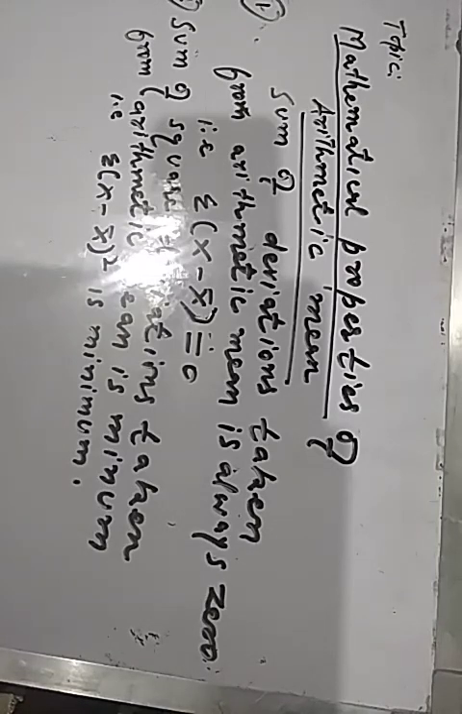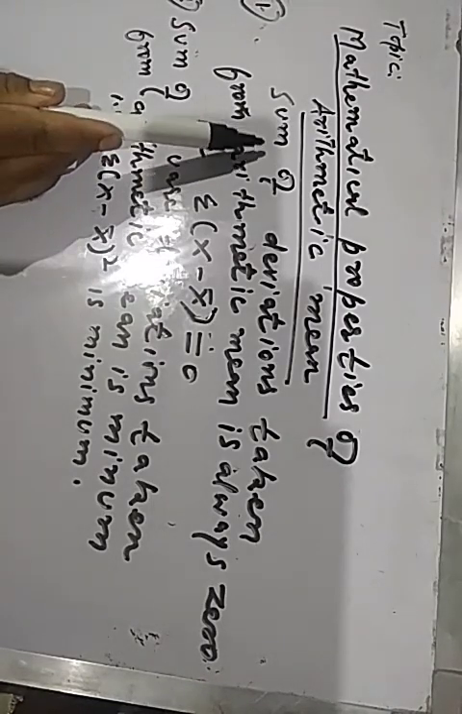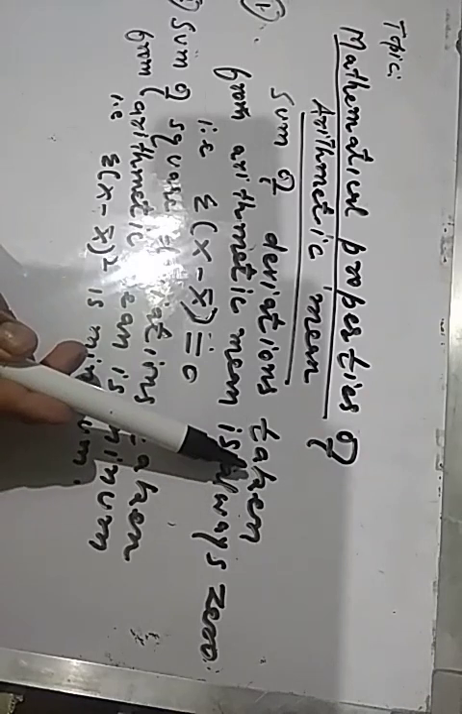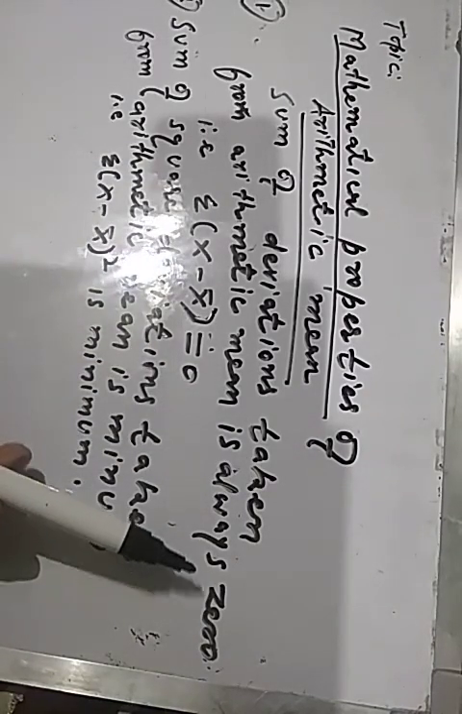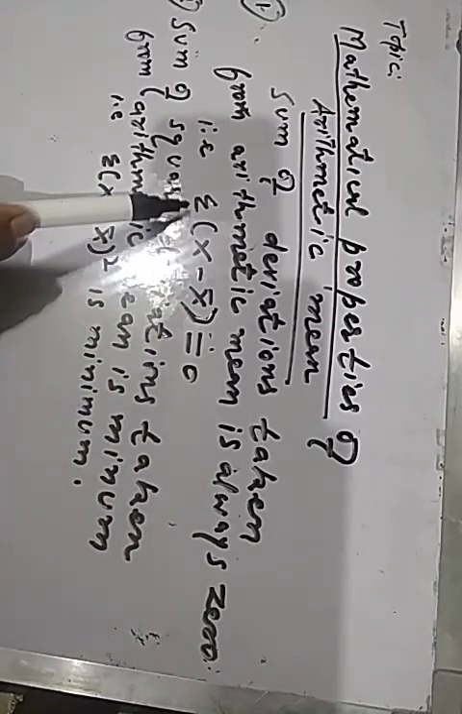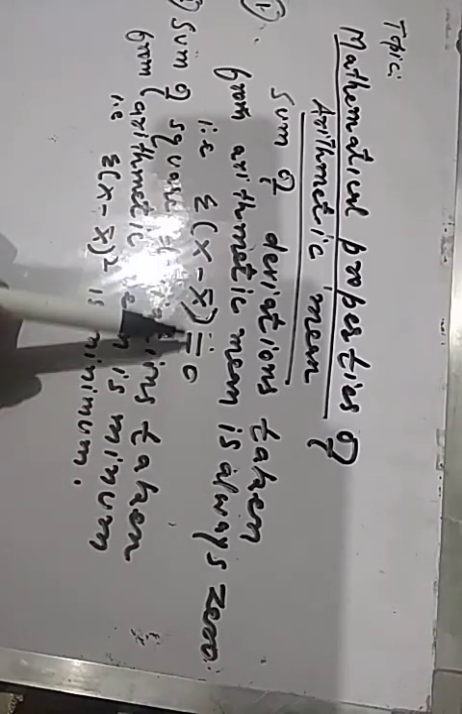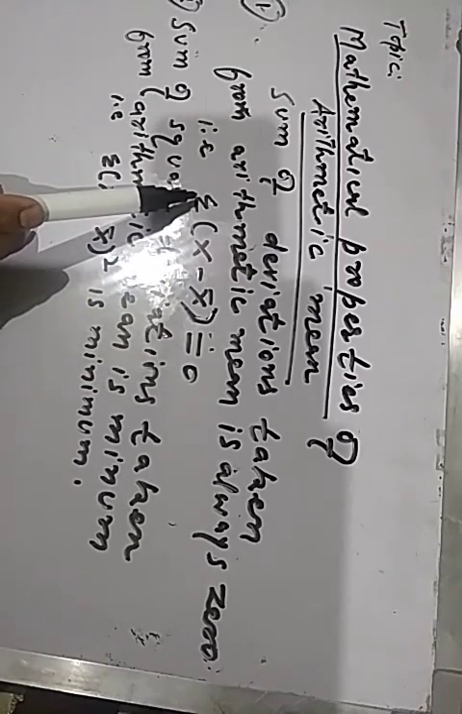Dear students, in this lecture, we will learn mathematical properties of arithmetic mean. Its first property is that sum of deviations taken from arithmetic mean is always 0. That is, sigma (x minus x bar) is equal to 0, where sigma means summation, adding up of values of a given variable.